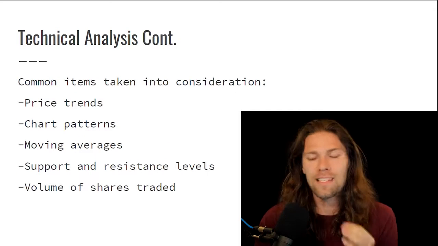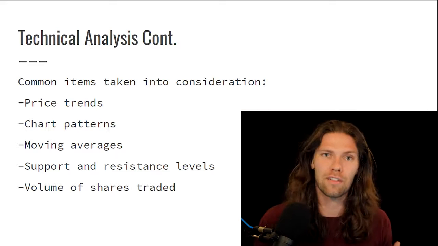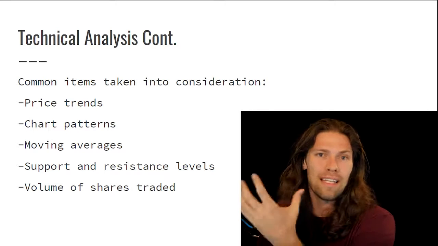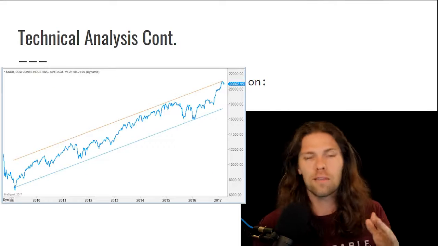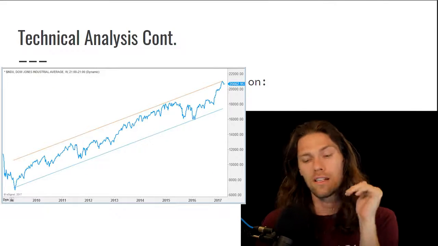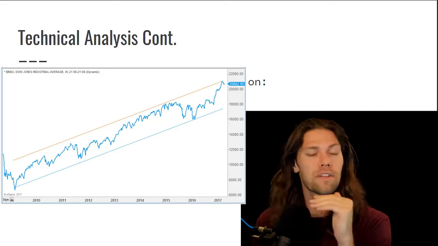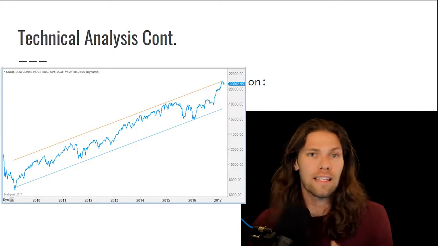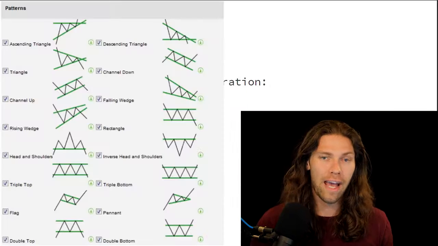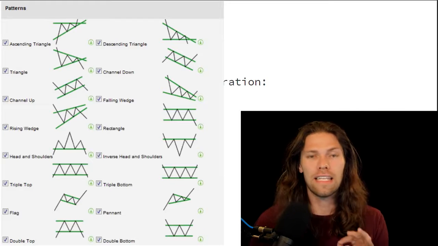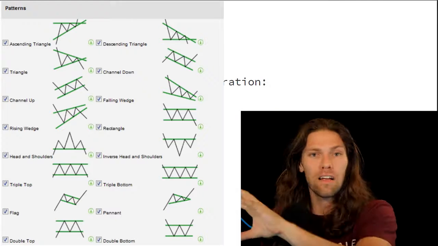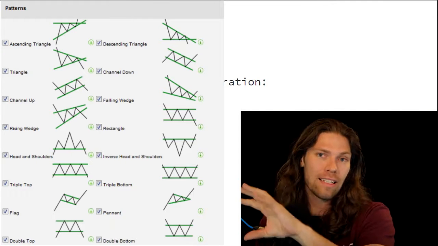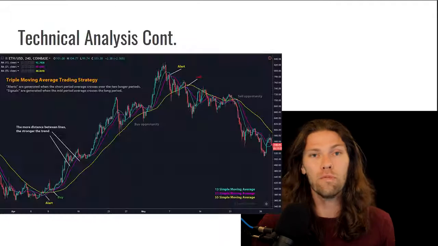Now let's talk about common items taken into consideration when using technical analysis to determine what's going to happen next with a stock's price. The first one is price trends. Is the price of a stock trending upwards? Is it trending downwards? Is it trending sideways or flat? And will that continue into the future? The next is chart patterns. Many technical analysts believe that price action moving in specific ways can tell us what will very likely happen in the future. Then we have moving averages.